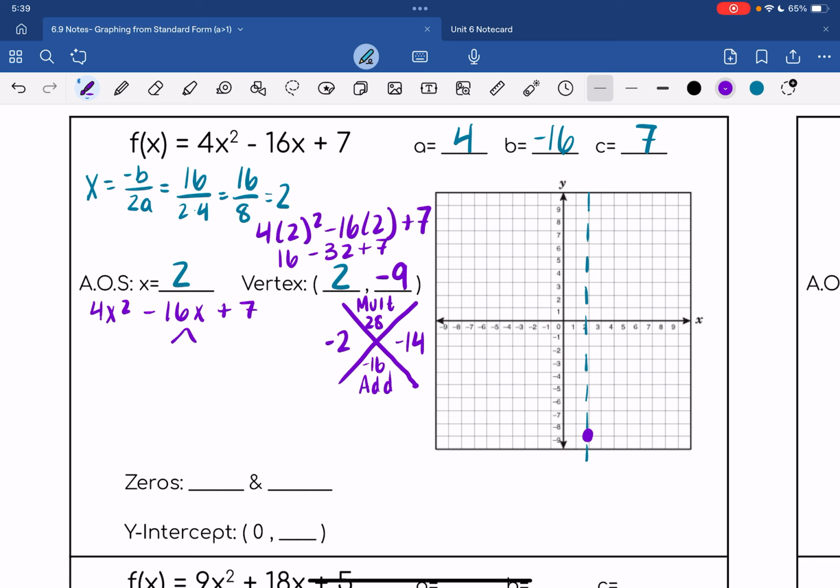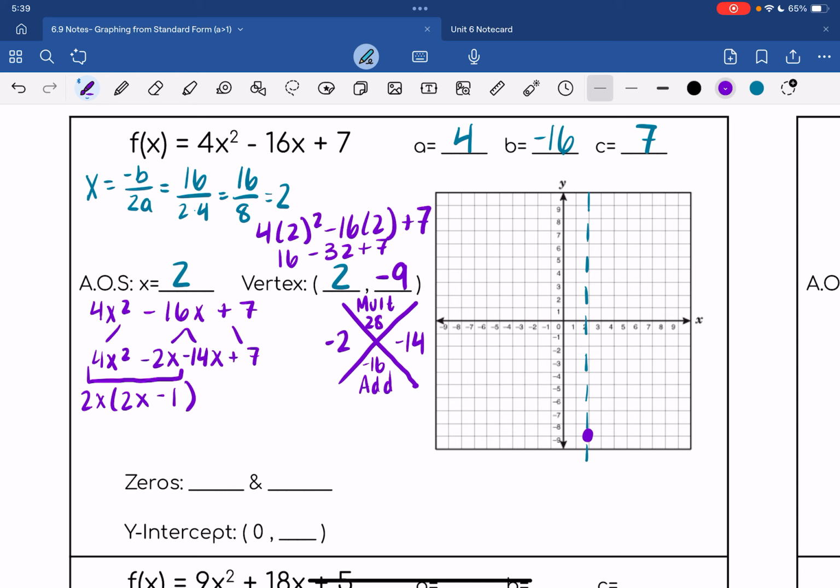Now I'm going to split that. So I still have my 4x squared. My negative 16x splits into negative 2x minus 14x. And then I still have my 7. Factoring that by grouping now. Out of 4x squared and 2x, I can pull a 2x out of both those. 4x squared, pull out the 2x, leaves behind 2x. 2x divided by 2x leaves behind 1. It's actually negative 1.